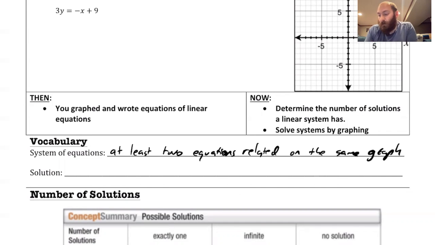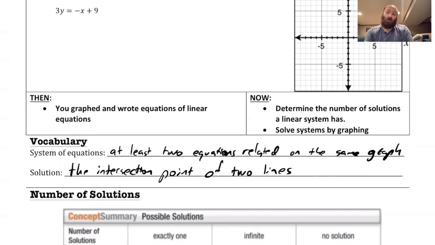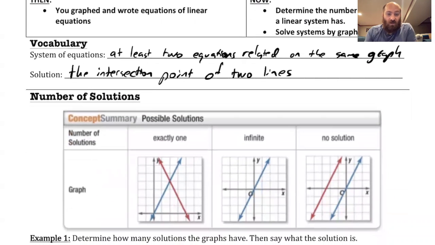Solution is when it's the intersection point of two lines. So when we talk about a solution to a system of equations, we're talking about the point that they cross. Okay. So number of solutions, we got a variety of possibilities. Well, variety, there's three possibilities. There is exactly one solution, and that's when I have two lines crossing one time.